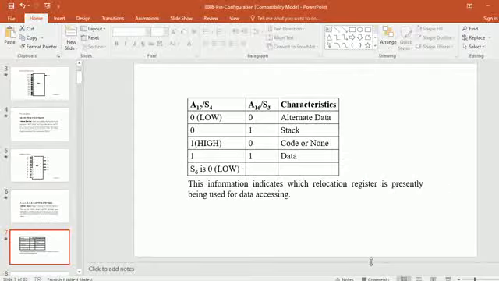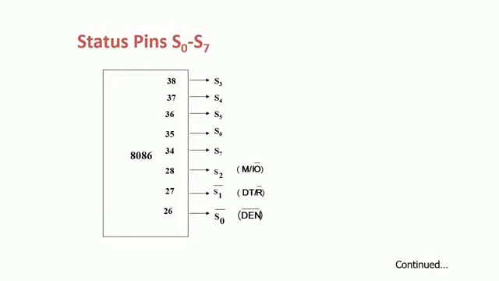So the next signal is the status pins. The total number of status signals provided by the 8086 microprocessor is 8, from S0 to S7. We have seen the use of S3, S4, S5, and S6, and the S7 status signal is always high.